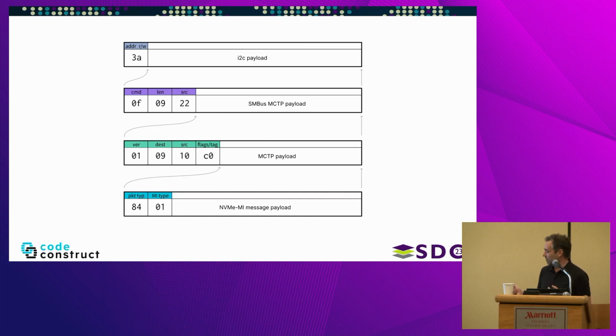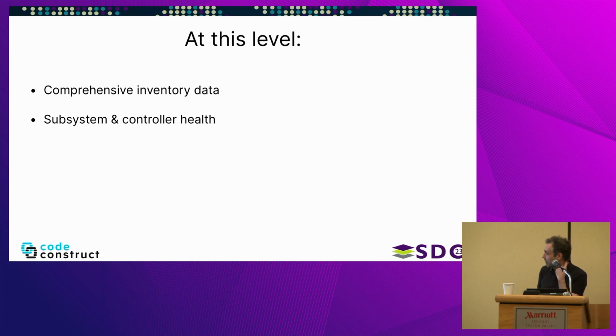Interestingly, we have a little type field in MI, which I'll go through in a bit. But at this point, we can get some comprehensive inventory data and our subsystem and controller health out of the device.